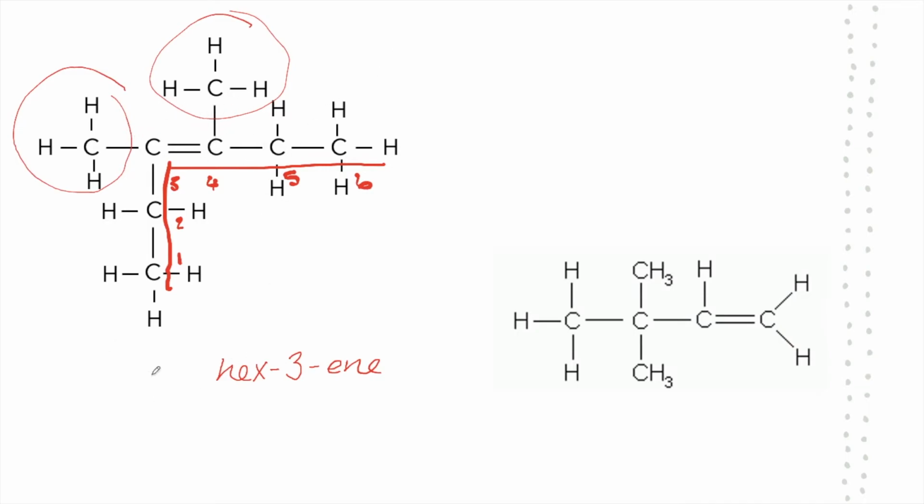So our name begins 3,4. We have 2 methyl groups, and because we have 2, we use the prefix di. Our alkene name is 3,4-dimethylhex-3-ene.